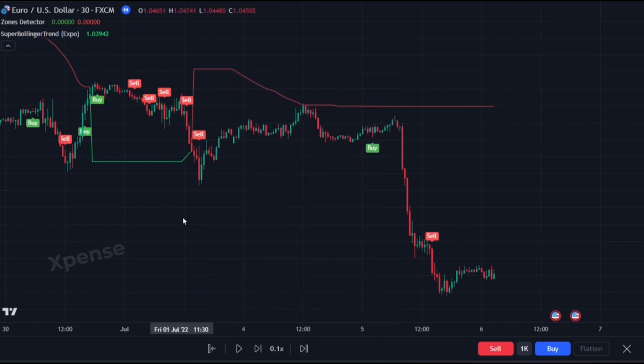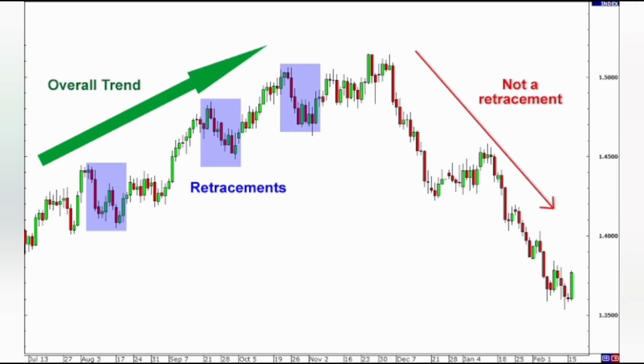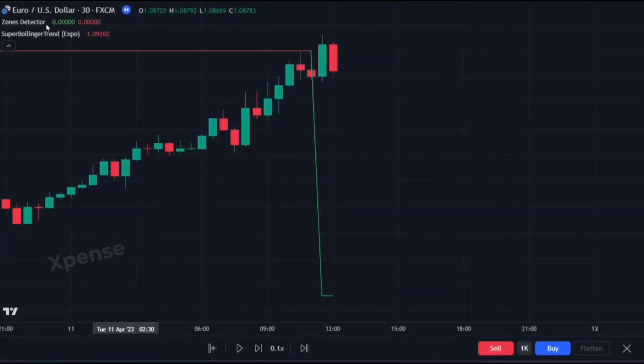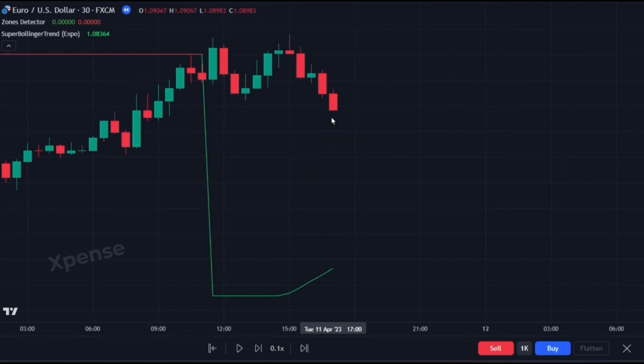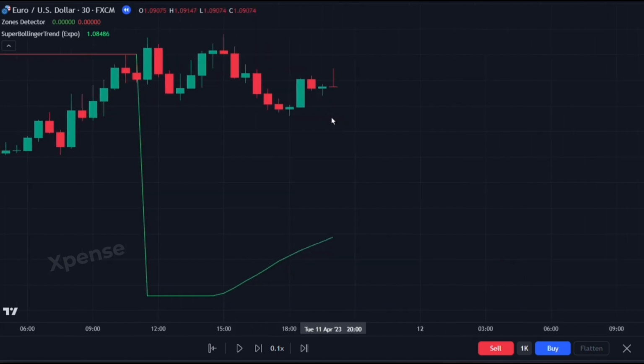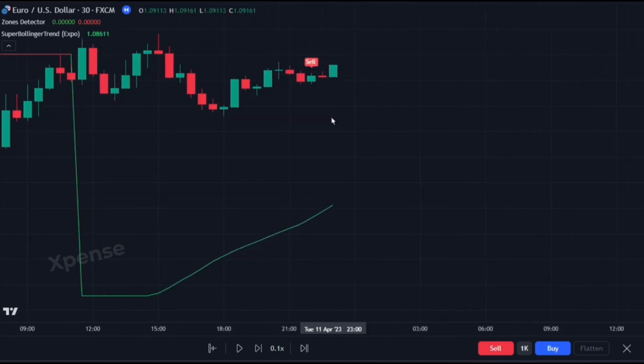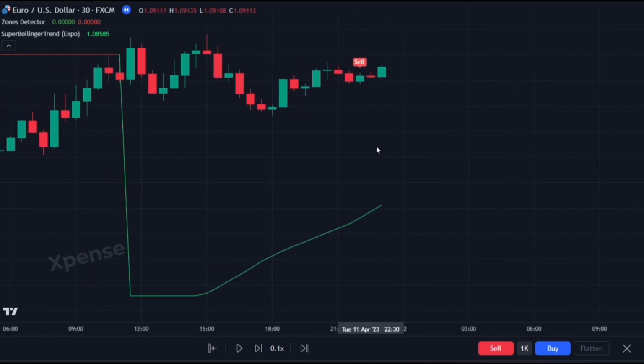For a sell trade, wait for a bearish trend. Look for the Super Bollinger Trend moving average to turn red, signaling a bearish trend. Spot a pullback. While the moving average is still red, wait for a buy label from the Zone Detector. Enter a short position. When the next sell label appears, enter a short position. Stop loss. Place it at the recent swing high or use the ATR indicator. Take profit. Again, aim for 1.5 times your risk.